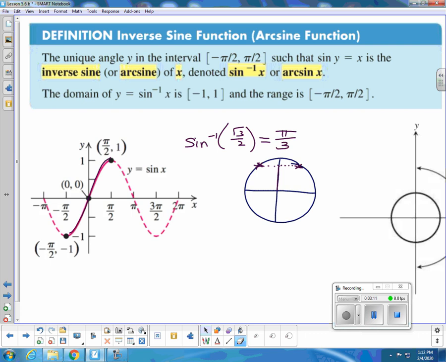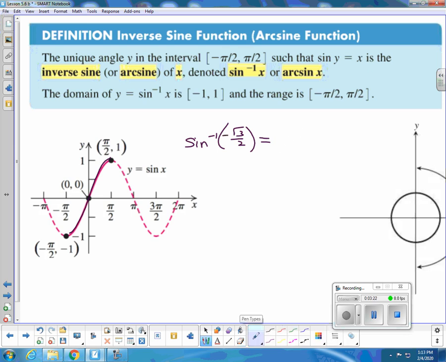Now, the other part of this. Let's change this for a second. Let's make this a negative rad 3 over 2. Okay? So here's my circle. I'm going down negative. And again, there's 2 angles down here. I only care about the right side of the circle. So I'm only going to look at this angle here. What is that angle? 300 degrees, right? Or 5 pi over 3?